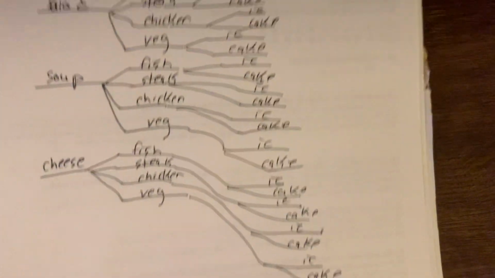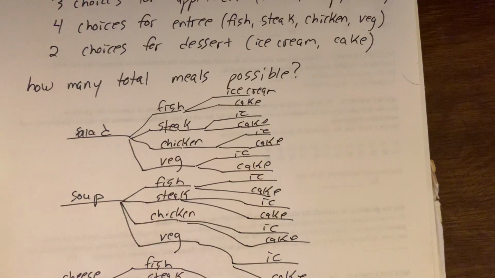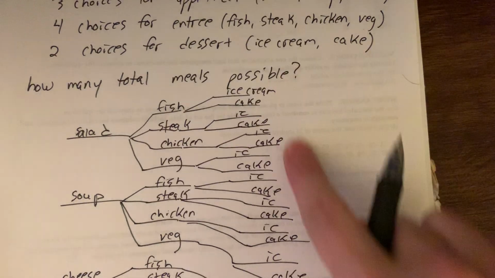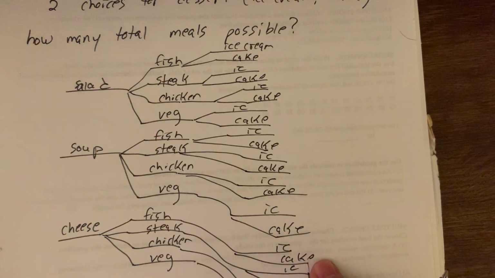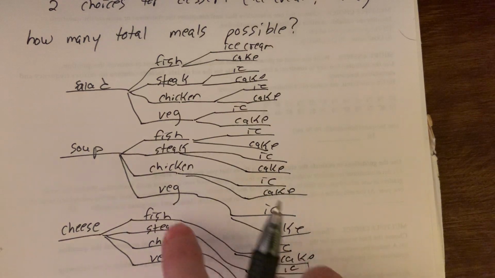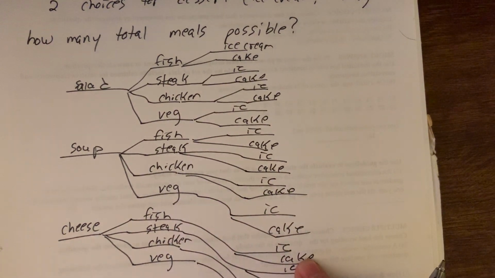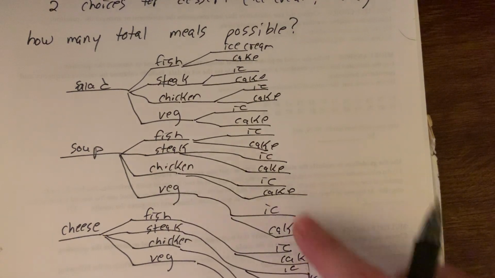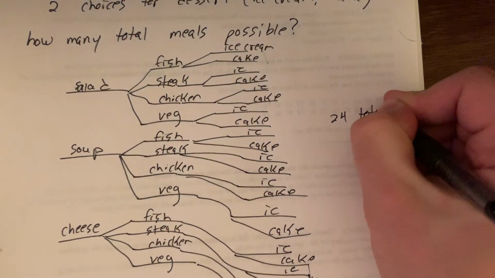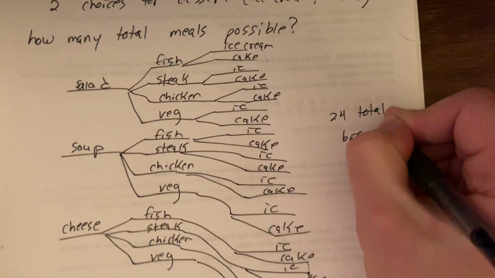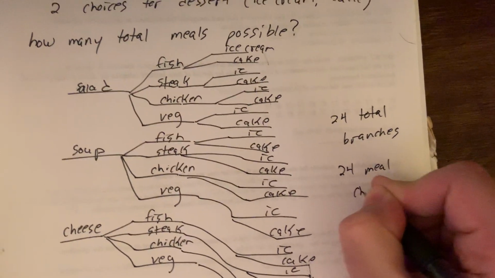So that covers everything. And now if we look from top to bottom, I could pick any single branch and trace back their entire meal. So if I pick this branch right here, this is a person that had cake, fish, and cheese, or cheese, fish, and cake in that exact order. So now we look down, how many total branches? 24 total branches, meaning 24 different meal choices.